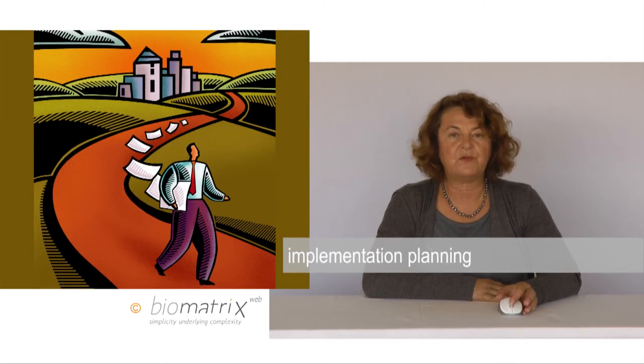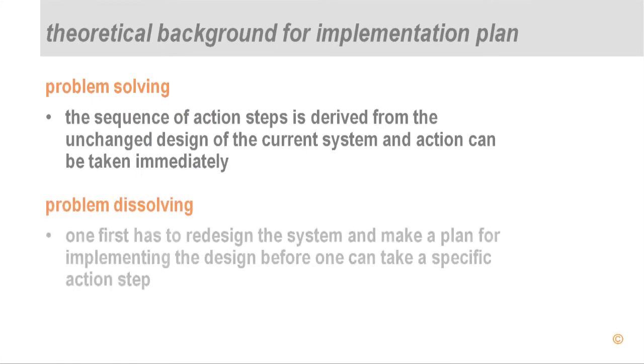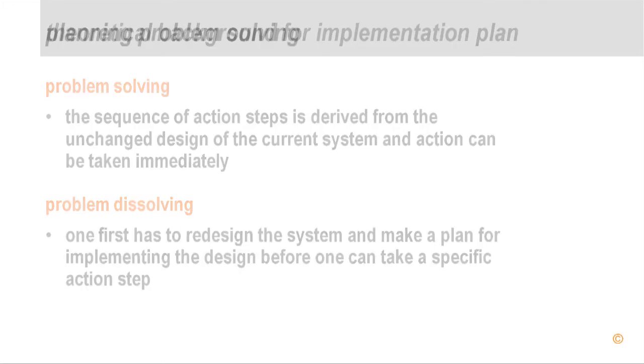If we are doing problem dissolving, we first have to do an ideal design of the system. This is what we have done in step 5. And then we have to make an implementation plan for how we are going to implement the design. And only when I've got such a plan can I make specific action steps. So let's go back to problem solving.